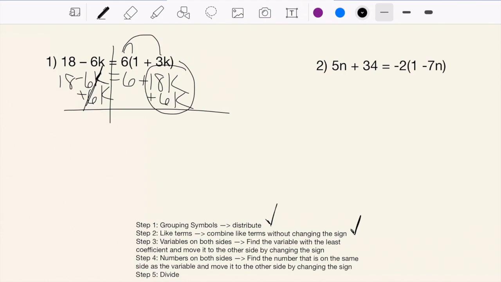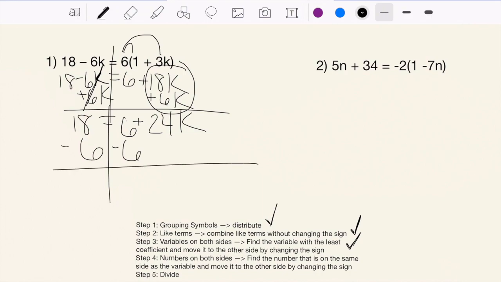So we have 18 plus 6, which will give us 24k. Bring down that plus 6. And then we're left with just 18 on this side. All right, so that's step 3. Step 4 is numbers on both sides. So we have a 6 over here with that k. So I'm going to go ahead and subtract that 6 because it's positive. I want to do the opposite. Subtract 6, which will cancel out, and we're left with 24k on this side. And then 18 minus 6 will leave us with 6 over here.